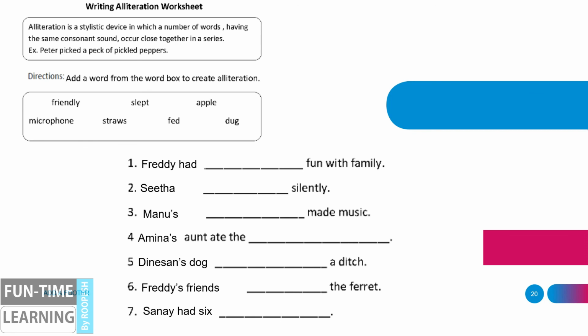Can you repeat after me? F. So Freddy had, is it a apple fun with his family? No, not at all. It's friendly is correct. So it will be Freddy had friendly fun with family. Sita dash silently. Sita s.